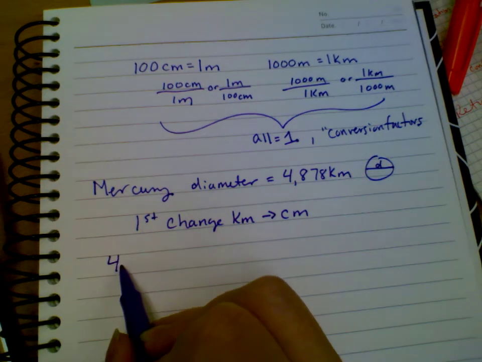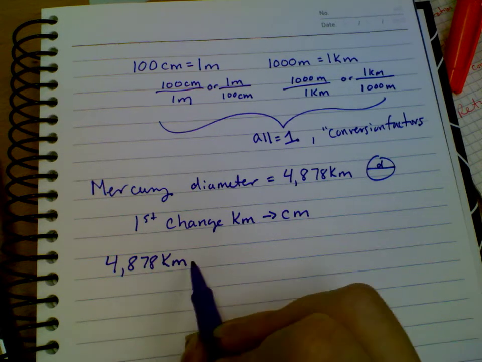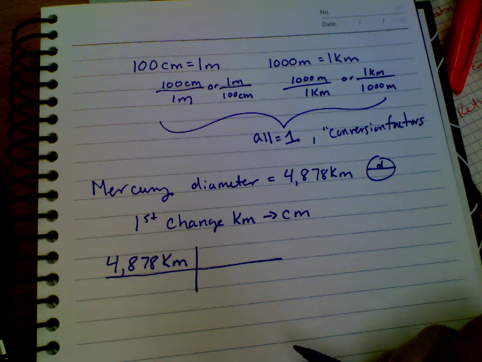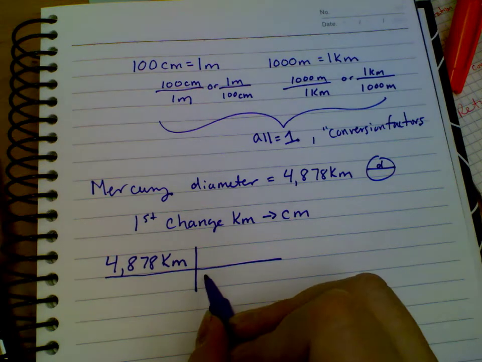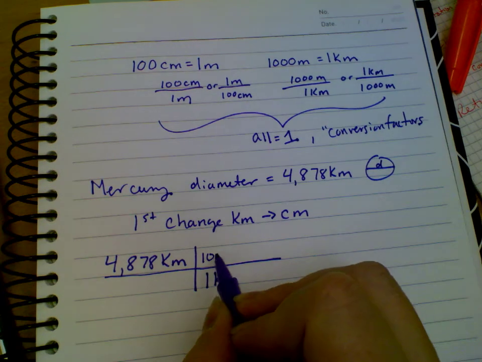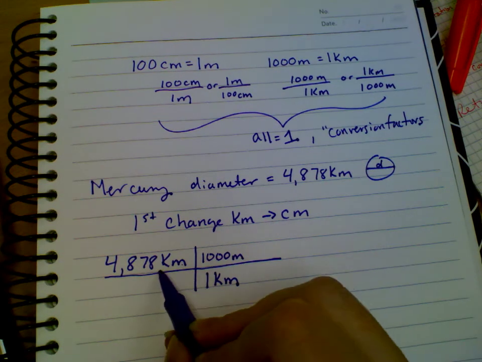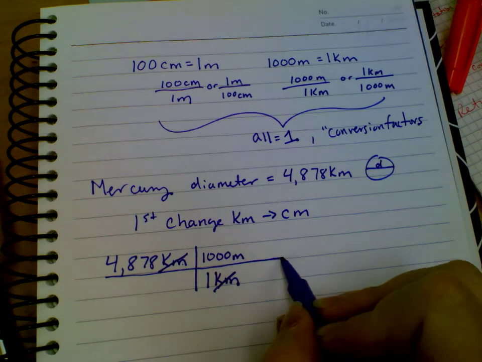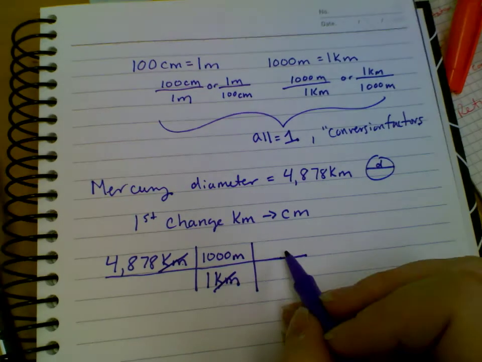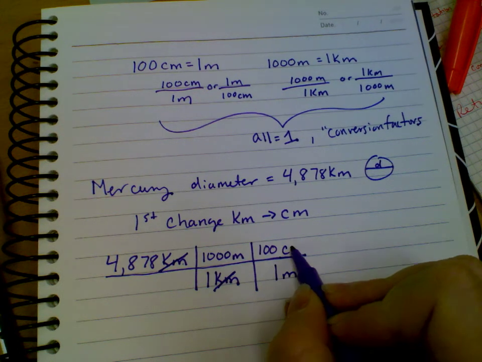I will take my original number, 4,878 kilometers, and I'm going to multiply that by 1, by the conversion factor that would get rid of kilometers. So if I first get rid of kilometers, 1 kilometer on bottom and 1,000 meters on top, we know from math that like things divide out, so those are gone. But I'm still not where I want to be. Meters is not what I want. I want centimeters. But I also know that for every 1 meter, there's 100 centimeters.